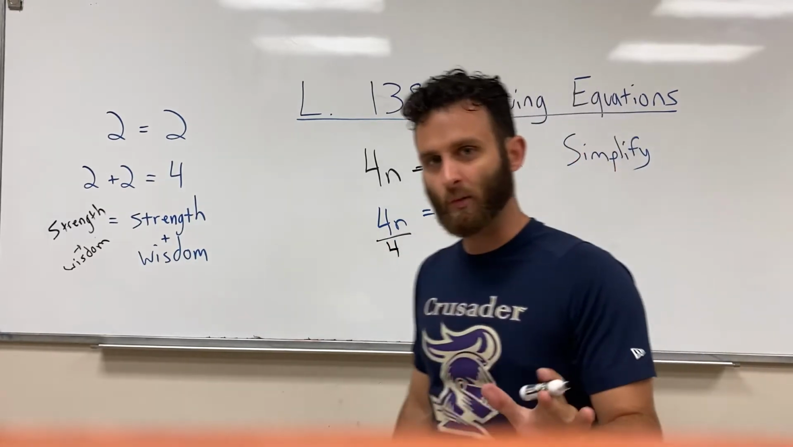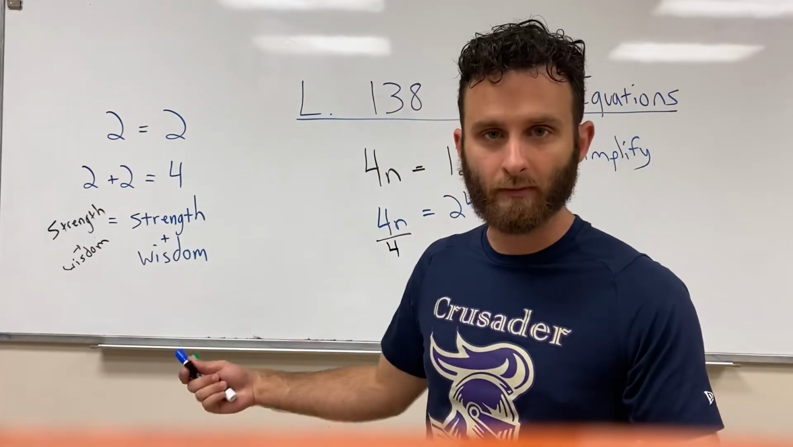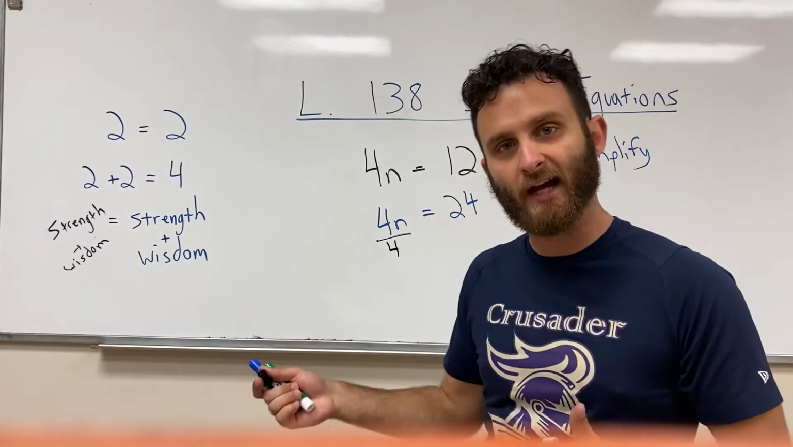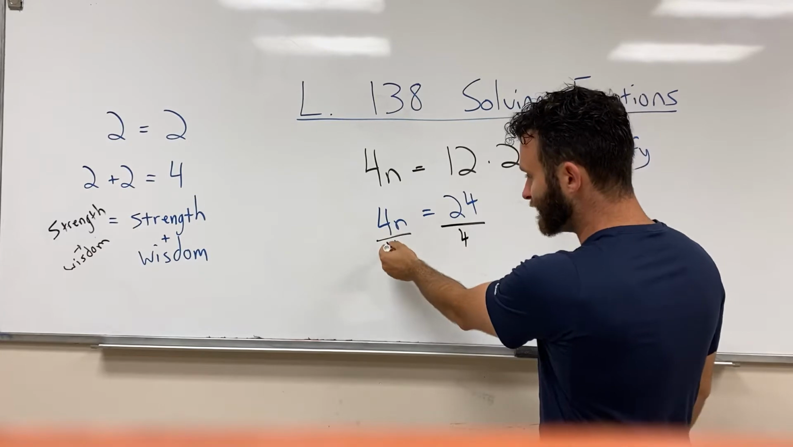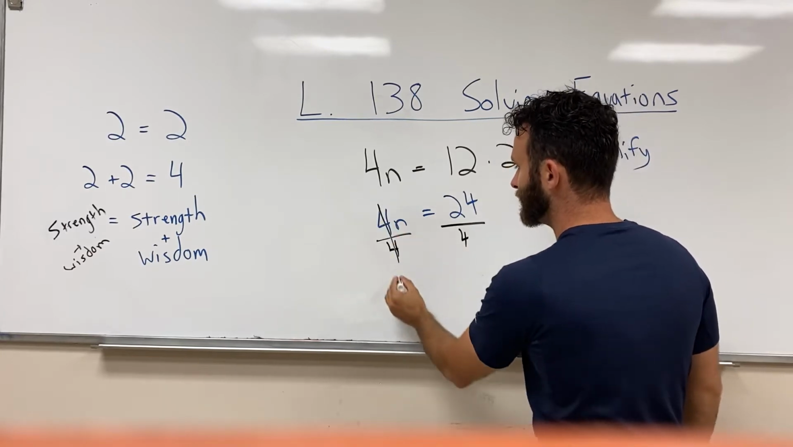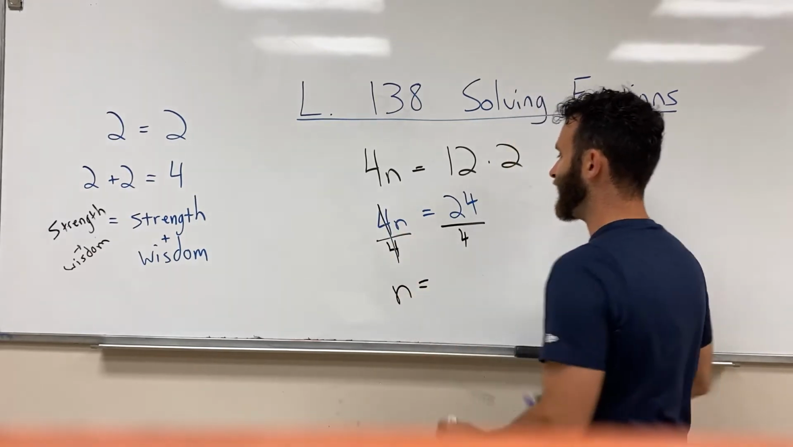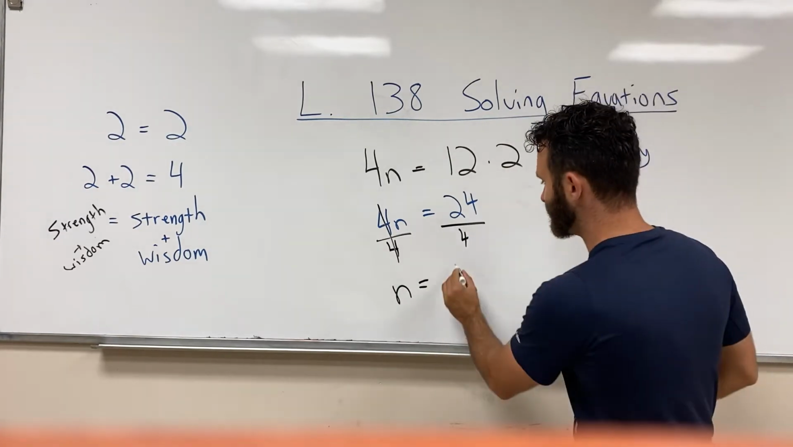But we can't just do it to one side, we gotta do it to both sides. We gotta be equal. It's an equal sign after all. We gotta be equal to both sides of the equation. We can't be unfair, okay? So 4n divided by 4 is 1n. And 24 divided by 4 is 6.